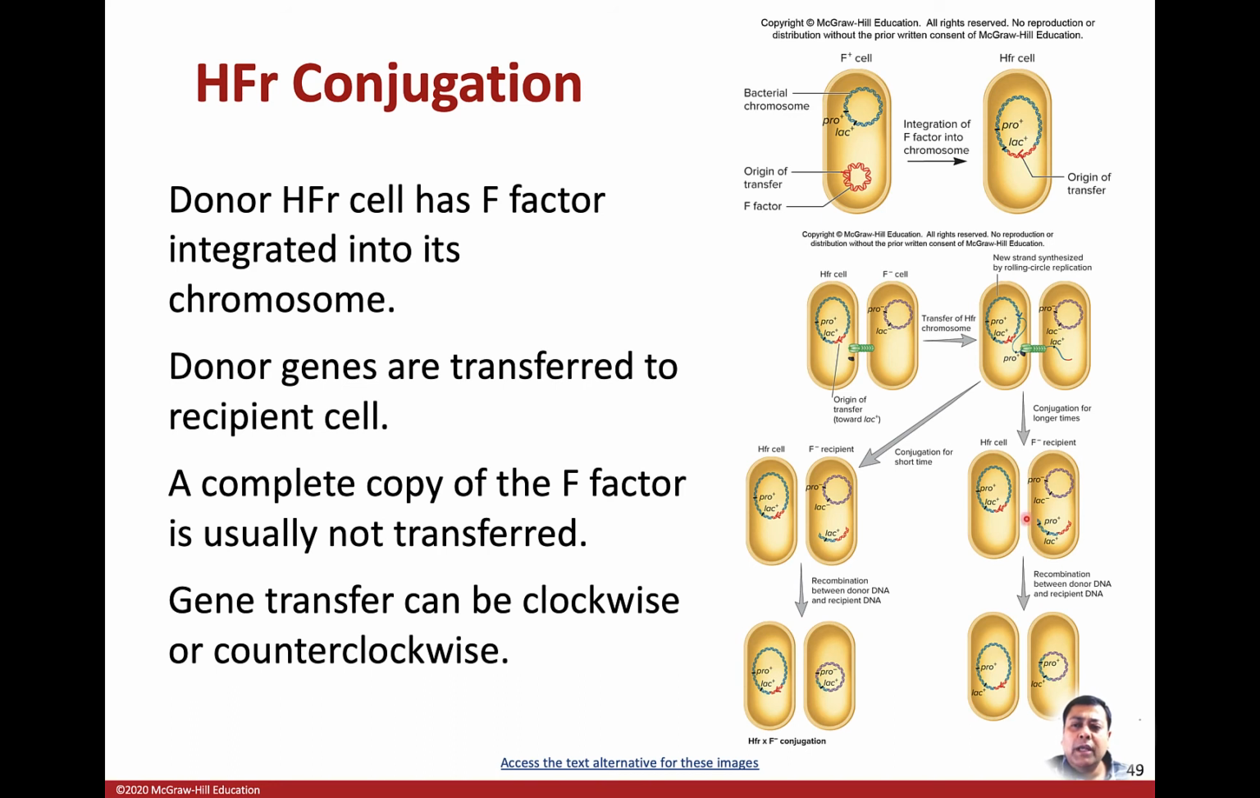So usually, if the whole bacterial chromosome needed to be transferred, the two cells needed to be attached to each other for more than 100 minutes. And that is too long a time. So most of the time, only a portion of the chromosome is transferred in the high frequency recombination. There is not enough time for the whole chromosome to transfer to the other one.